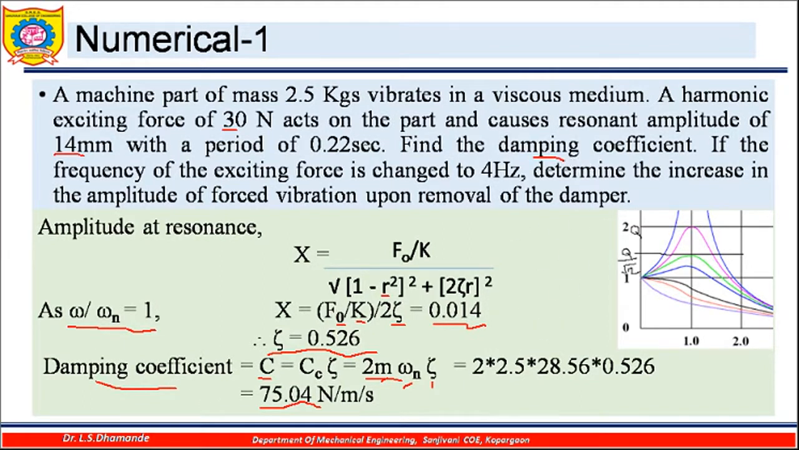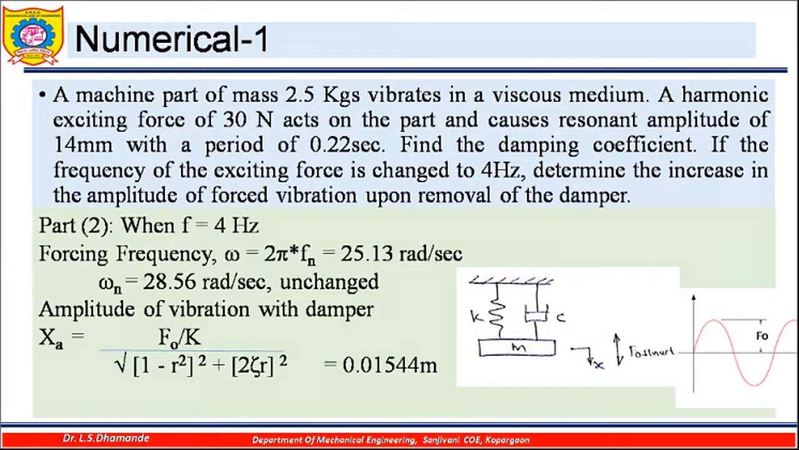Now next we are asked to change the frequency of excitation. So now they have given the forcing frequency as 4 hertz. Okay, so I will be finding out that omega, that is equal to 2 pi f. So 2 into pi into this 4 hertz, it will be giving me 25.13 radian per second as the excitation frequency, and we have already got initially that natural frequency, which is 28.56 radian per second. Okay, which will not change.